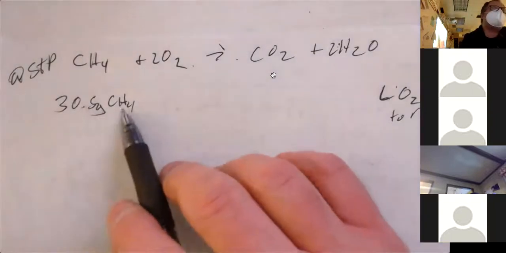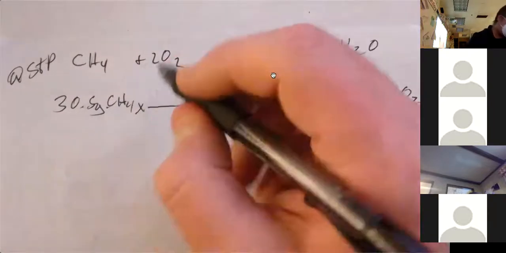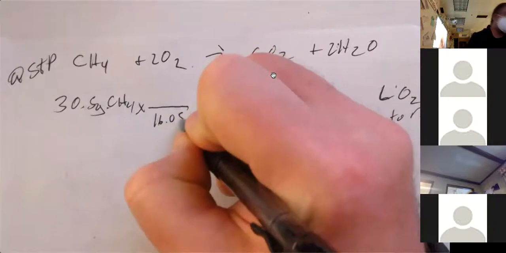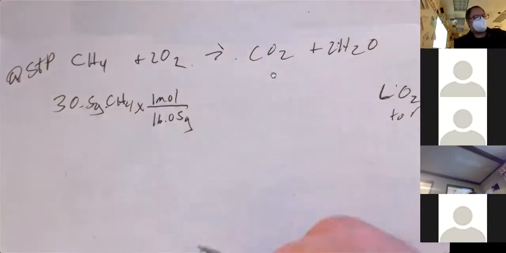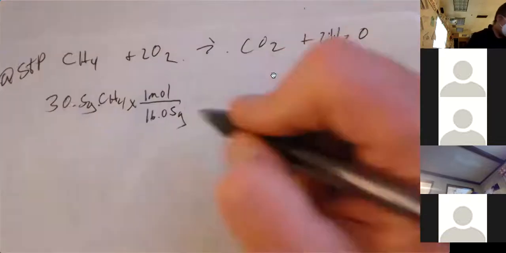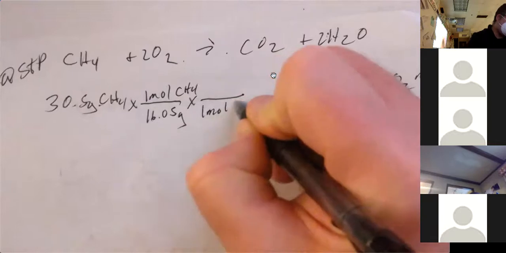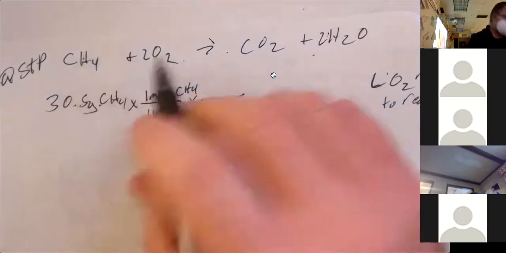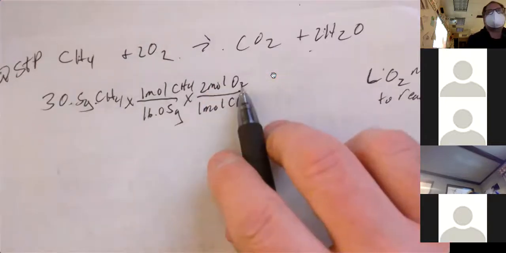We have 30.5 grams of CH4. 12.01 plus 4.04 is 16.05 grams for every 1 mole. That's from the periodic table. If you don't know where that came from, 1.01 times 4 plus 12.01. Every 1 mole of CH4 requires 2 moles of oxygen. Remember, that's O2.